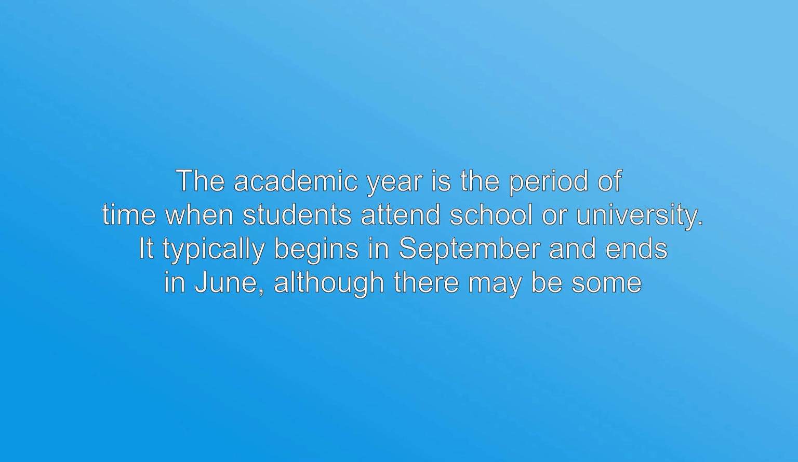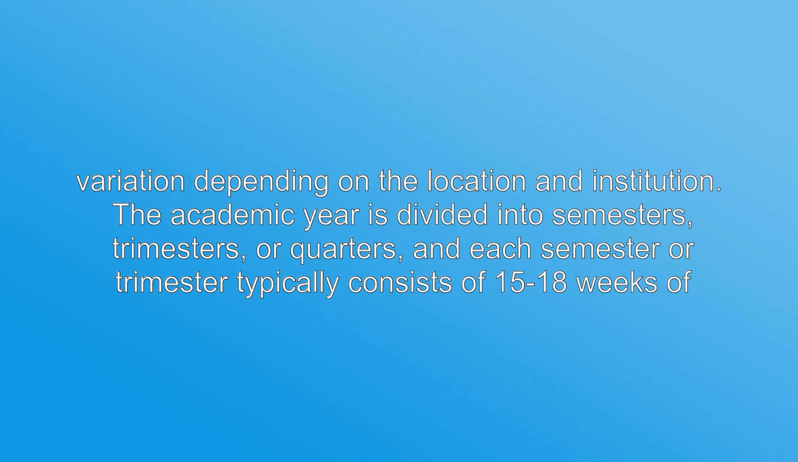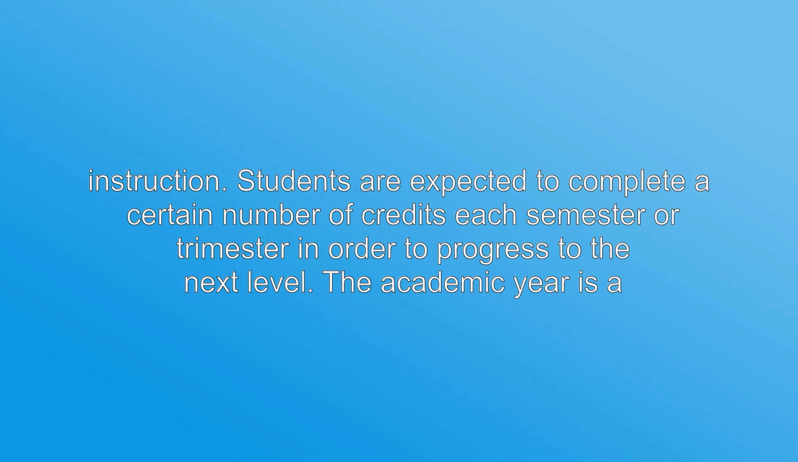The academic year is the period of time when students attend school or university. It typically begins in September and ends in June, although there may be some variation depending on the location and institution. The academic year is divided into semesters, trimesters, or quarters, and each semester or trimester typically consists of 15 to 18 weeks of instruction.